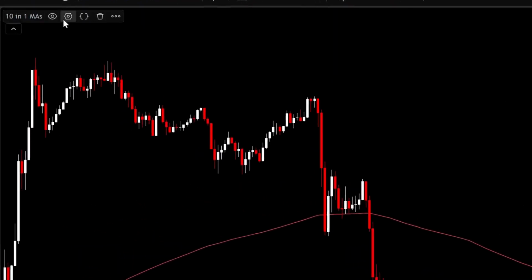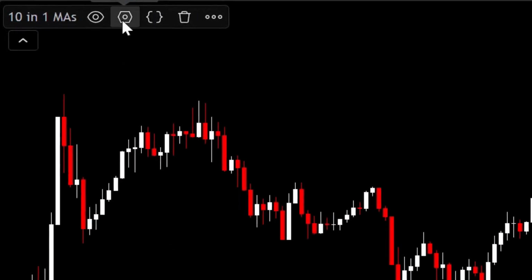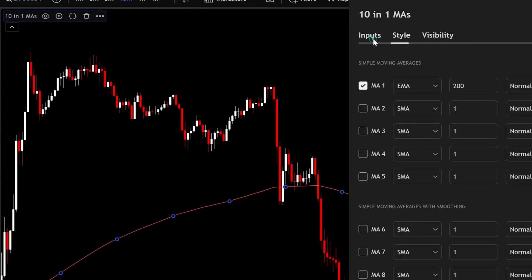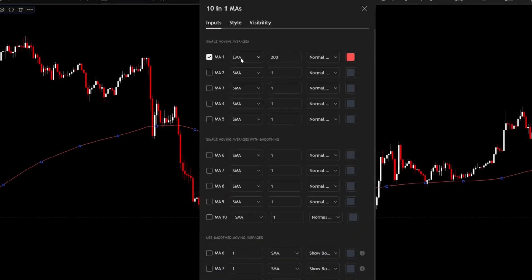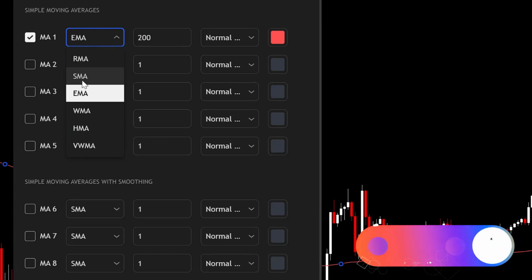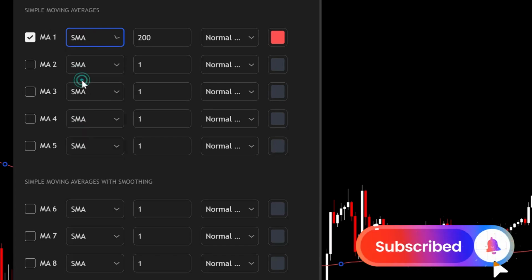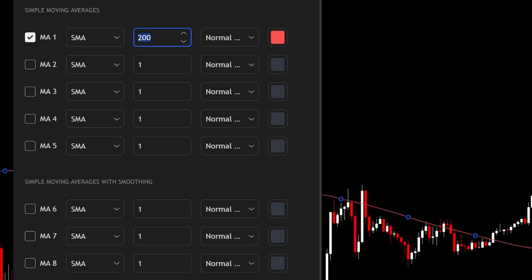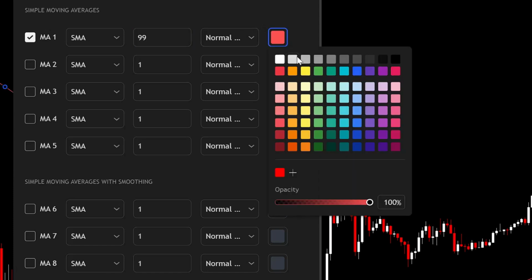Go into the indicator settings. This is where the magic starts. See the first moving average? We're gonna change that puppy to simple moving average, or SMA. Change the period to either 90 or 99. And of course, pick a color that pops, something you can see easily.